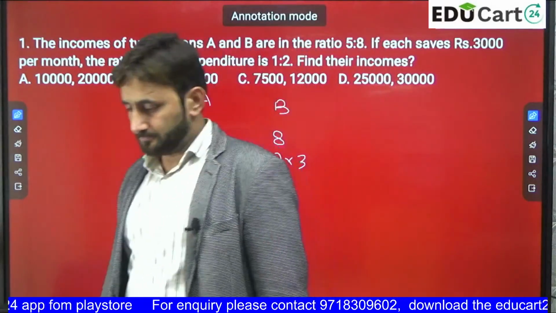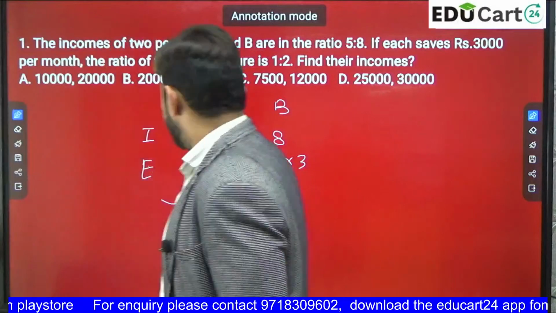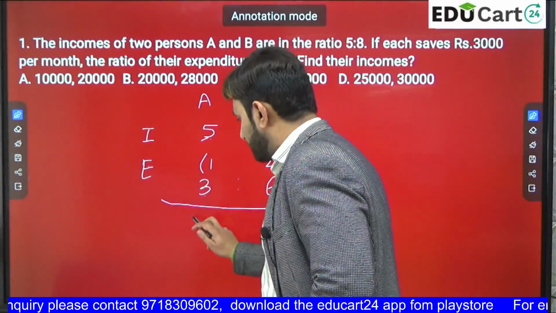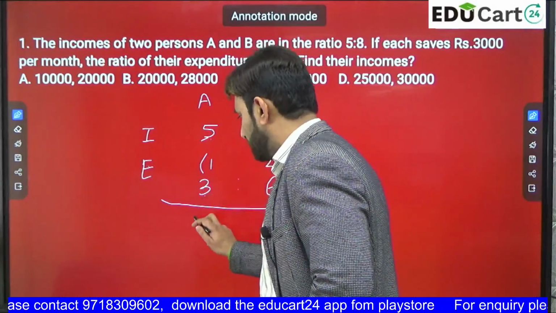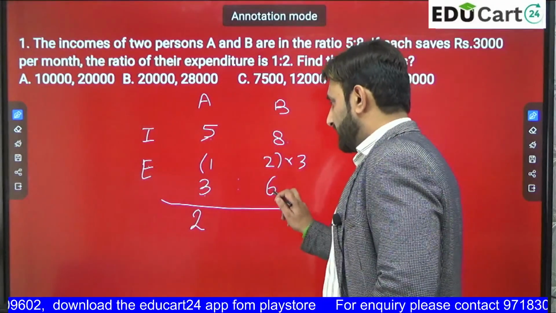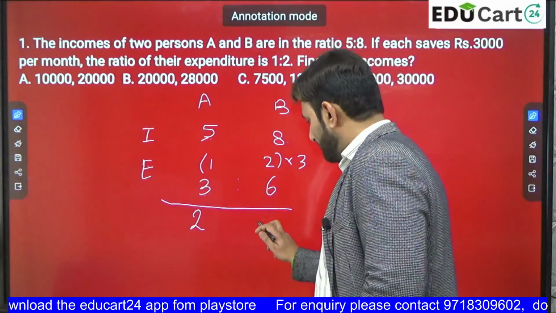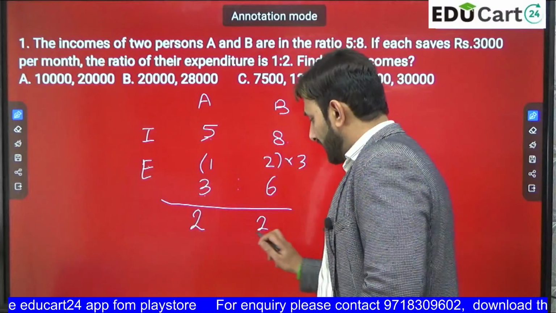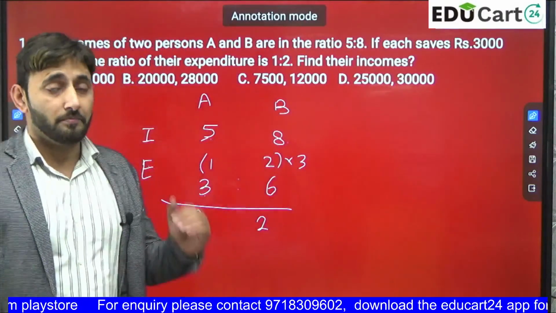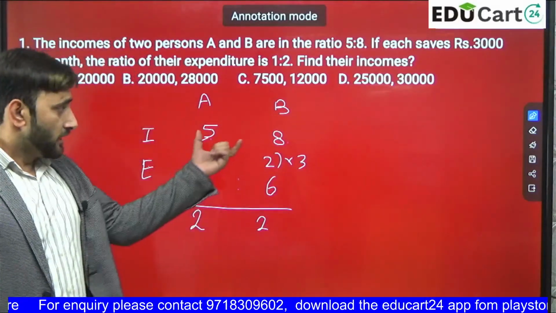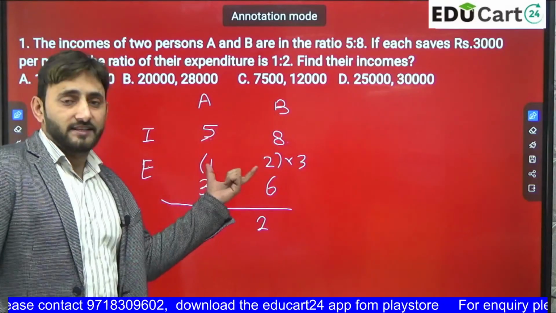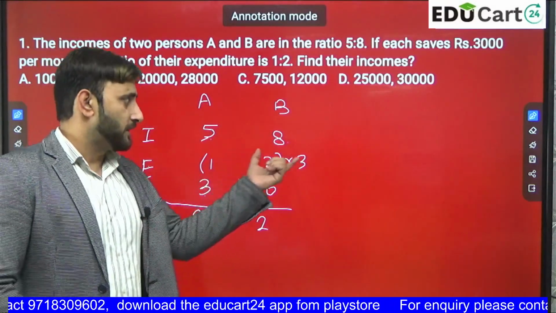Till here clear? Now can I say out of 5 units, A is spending 3 units, so his saving will be 2 units. Out of 8 units, B is spending 6 units, so he will be saving 2 units. Both of them are saving equal amounts. What did I do? Because savings are equal and the difference of the income is 3 units, I wanted to make this difference also 3 units. So that's why I multiplied it by 3.